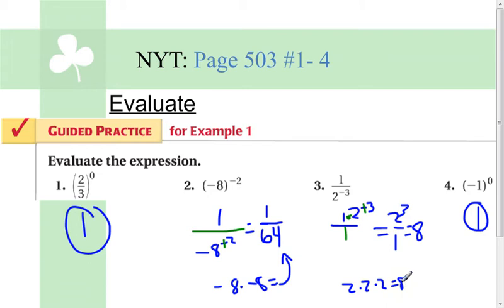Okay? So, negative exponents. When you pass the power over the fraction bar, when you change it from the numerator to the denominator, you change the sign of the exponent. And then for 0 exponents, if it has an exponent of 0, that thing's just equal to 1. Not too bad.